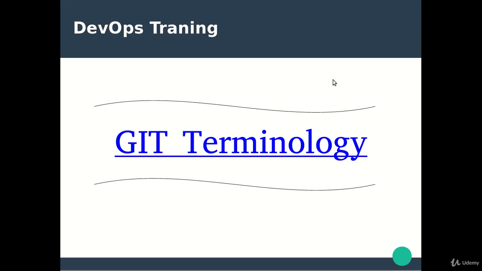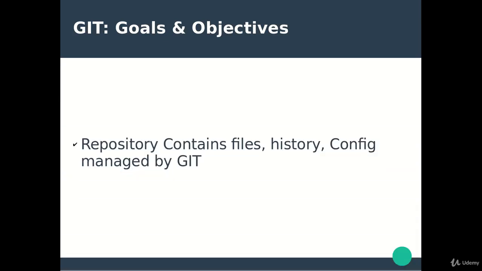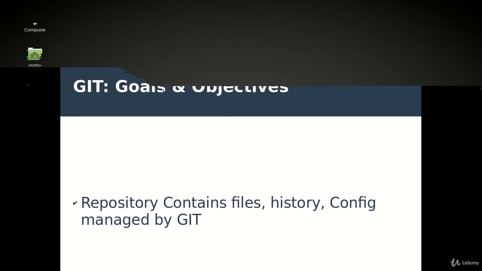Before we dive deep into Git, let's try to understand some basic terminology of Git. As we have already discussed, Git keeps everything inside the repository on the user's local machine. These repositories contain the files, which could be your source files, your images, your resources, the history of your commits, and the configuration which is managed by Git. So in a local repository, where we have the copy from the remote repository, all repositories have these files, the history, and the configuration managed by Git.